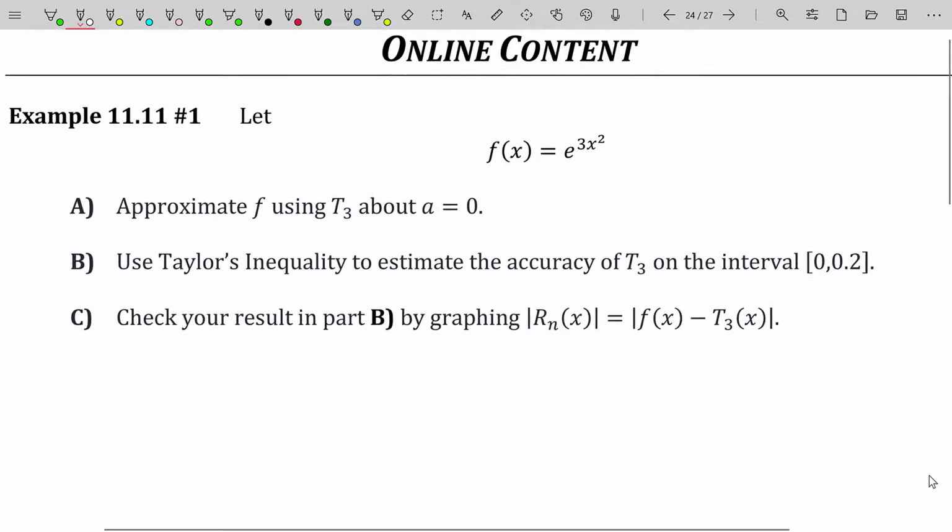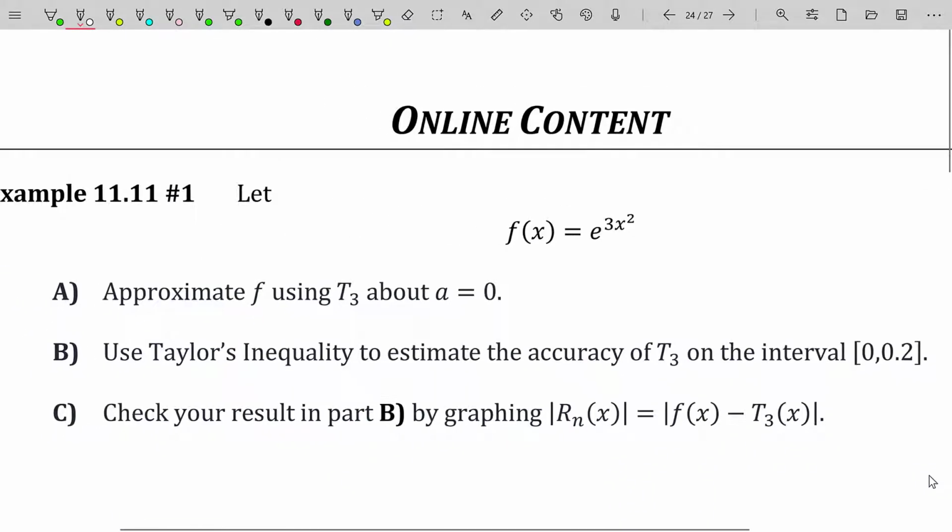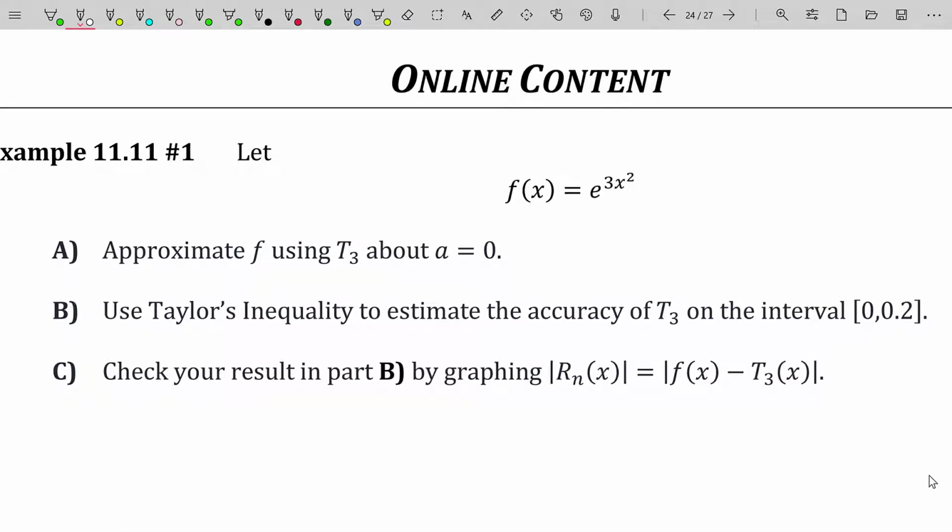First example we have here is a function f of x equals e to the 3x squared. And what we're going to do is approximate our function f using the third Taylor polynomial expansion, or the third degree Taylor polynomial expansion, about a equals 0. Remember, if I say the third degree Taylor polynomial expansion, I really truthfully mean expand out the Taylor series until you get to a third degree polynomial. When I say centered at 0, that just means a is equal to 0.